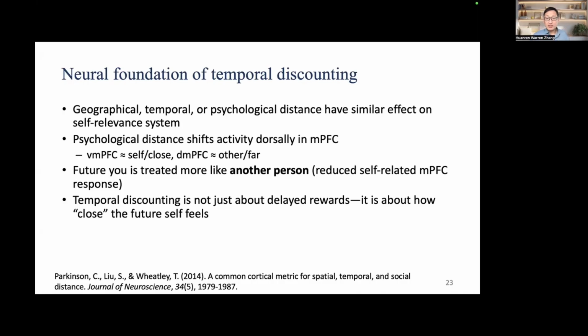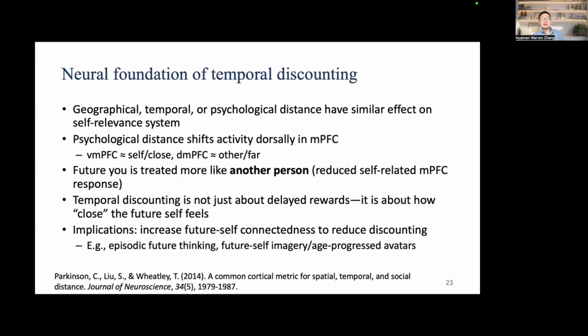And the study on intertemporal decision making also demonstrated that when you think about your future self, the brain mechanism is similar to thinking about someone else. It's interesting to observe that the future self is treated more like another person, because when the future self is another person, it reduces the self-related medial prefrontal cortex response. So temporal discounting is not just about delayed reward, it's about how close the future self feels.